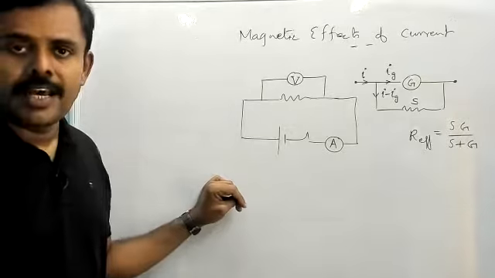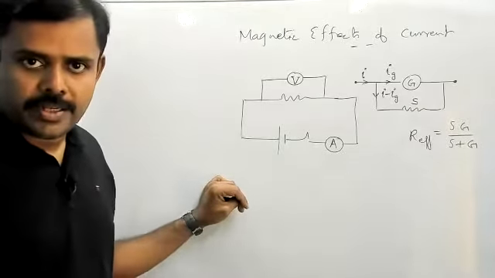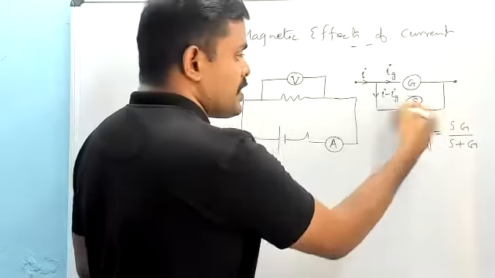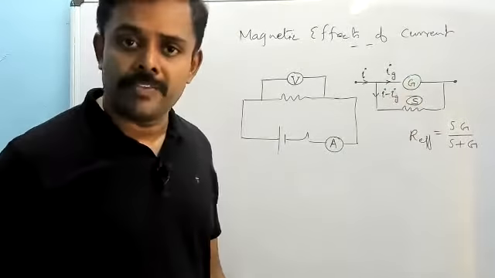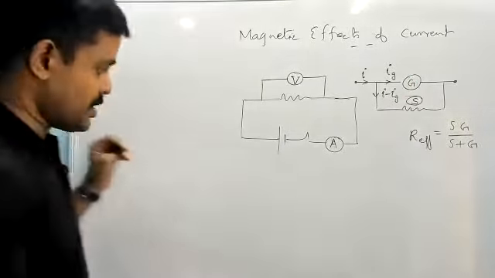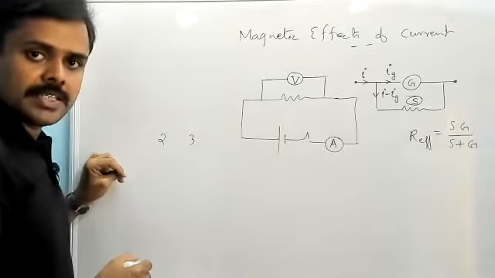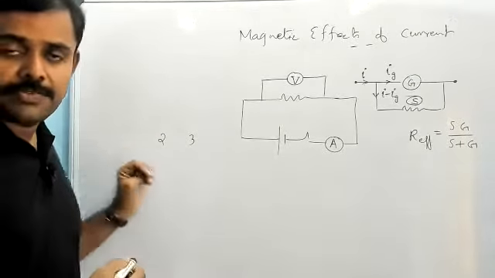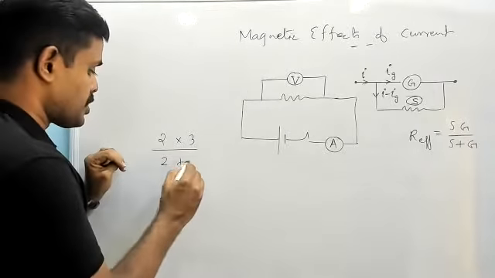Parallel combination, and the effective resistance is a very, very small value. Why? The shunt resistance itself is very small, and if you connect that in parallel, the value will be even less. I'll tell you the reason. Look at this. I have 2 ohm and 3 ohm connected in parallel. What is the effective of these two? 2 into 3 by 2 plus 3.